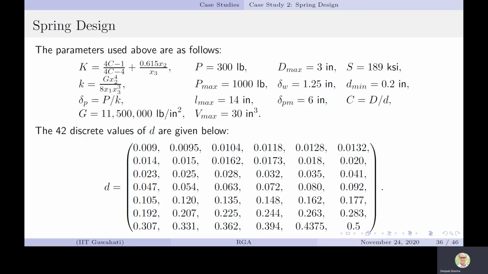Some input parameters are given for solving this particular problem, as well as the small d values. This means that the optimization algorithm should take these values.